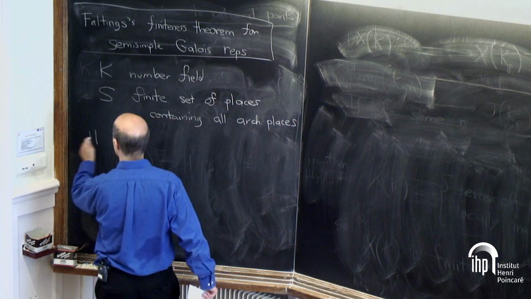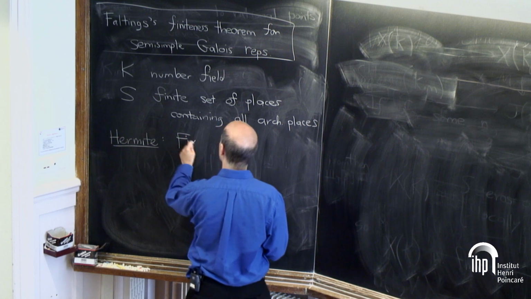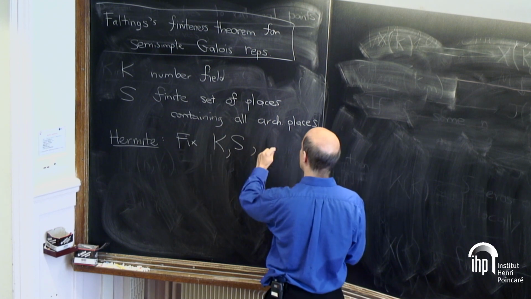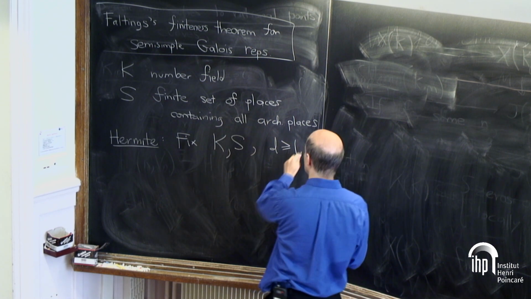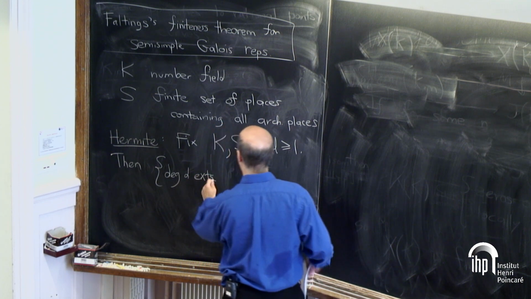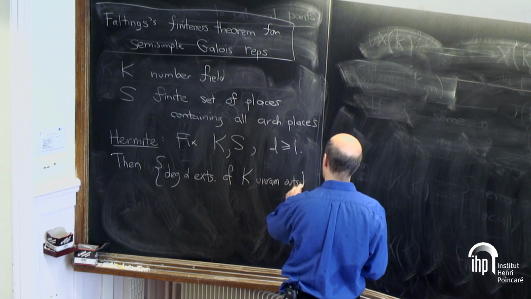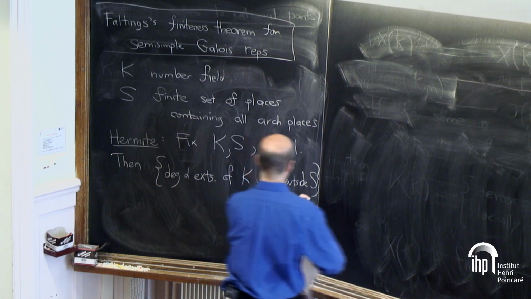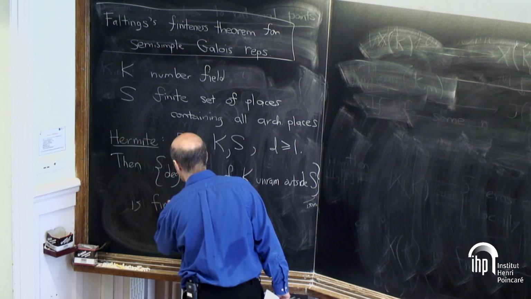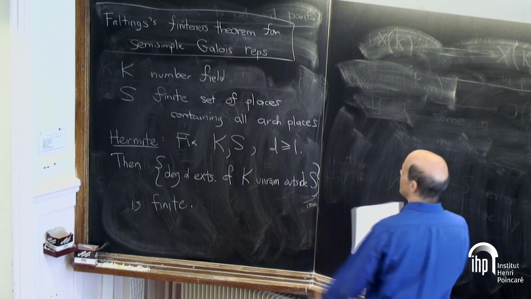And okay, so there's a classical theorem of Hermite, which is that if you fix K and you fix S and you also fix a positive integer D, then if you look at all the degree D extensions of K that are unramified outside S, then, up to isomorphism, there are only finitely many degree D extensions that are unramified outside S. Okay, so that's one of the ingredients.